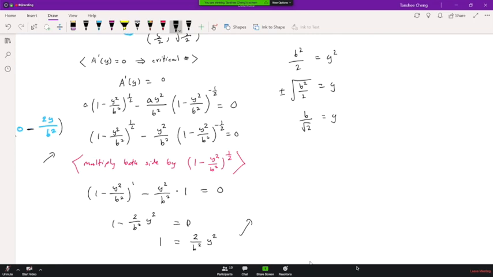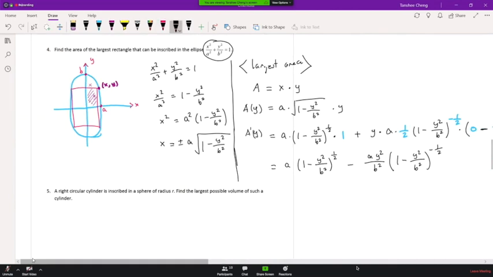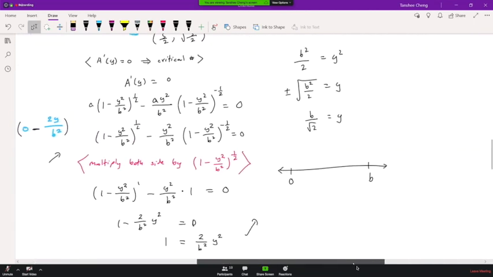And now what we need to do is test this critical number. We know that the value of y cannot be 0, and the value of y cannot become b. Because if you look at the ellipse, if the y value becomes b, that will become just a line. It is not a rectangle anymore. You cannot form a rectangle. So those are the restrictions that you need to know.